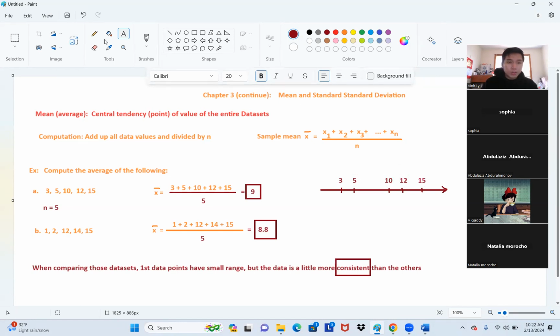So the average that we have was 9. So the mean that we have is 9 right here. So this is 9.